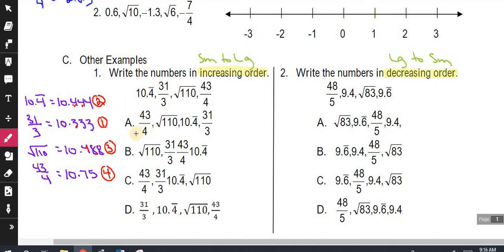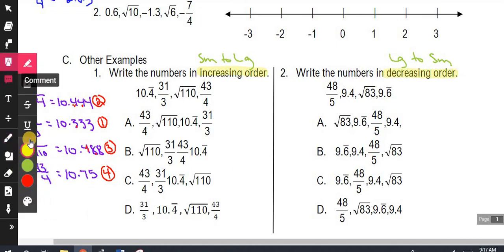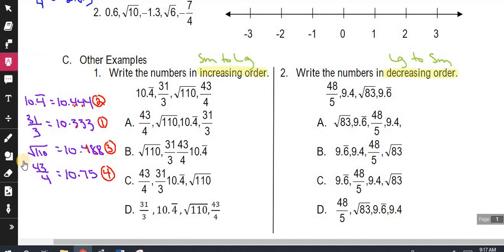In looking at our answer options that are given here, our first number, which is the smallest, is going to be our 31/3. Looking at this, it looks like D is going to be my only option, but let's make sure that all the other numbers fall into place appropriately. So we've got 31/3 is first, 10.4 repeating is second, third is the square root of 110, and fourth is our 43/4. So then yes, our answer here will be D, from increasing order, so smallest to largest.